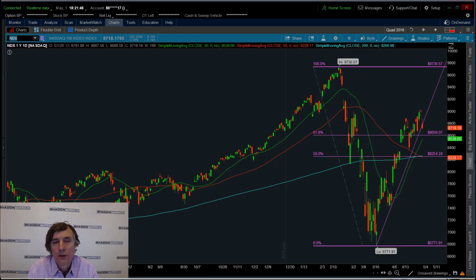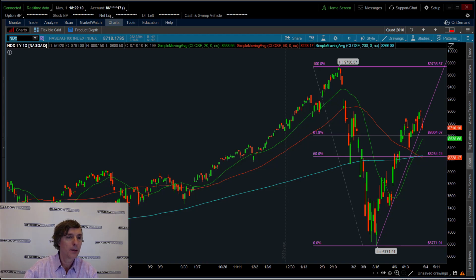Okay, so what we're going to do in the first part of the presentation is look at the major averages that we always look at, which are the S&P, NASDAQ 100, and Russell. And we're going to look at 4 specific things on each of those charts to see how those things are either alike or divergent. And those 4 things are going to be the Fibonacci levels, the trend lines, the weekly charts, and the monthly charts. So let's start with the Fibonacci levels.